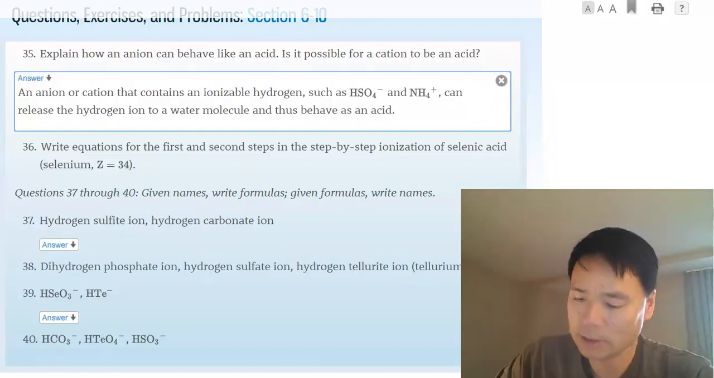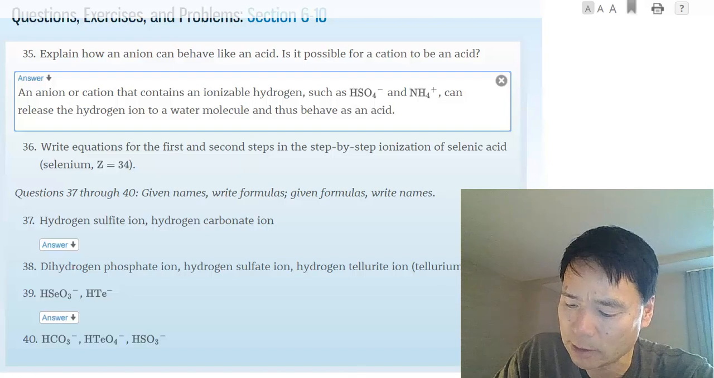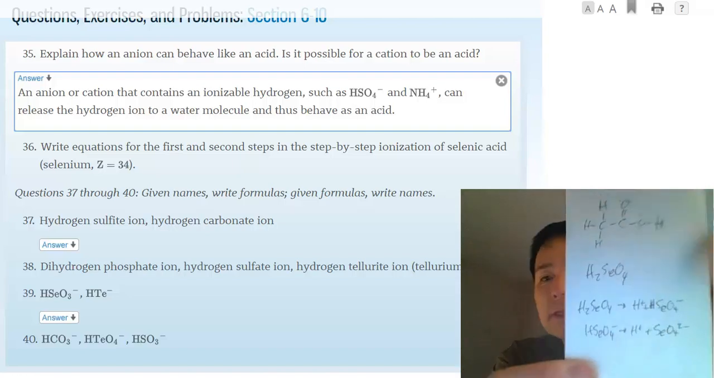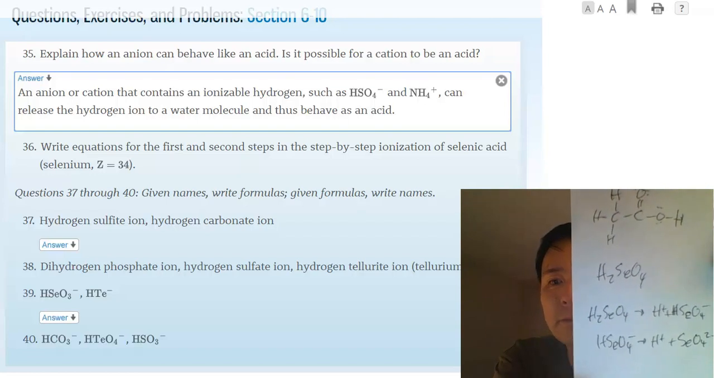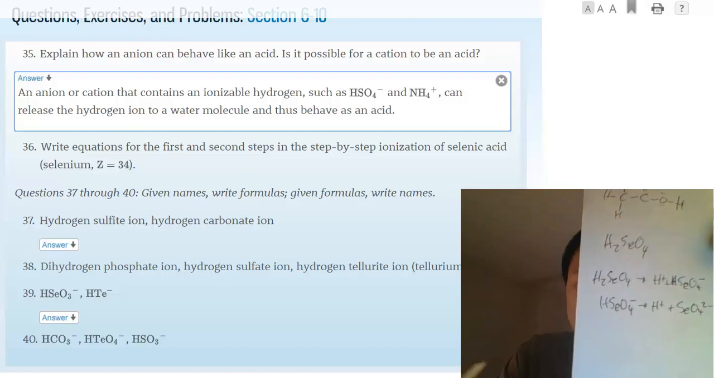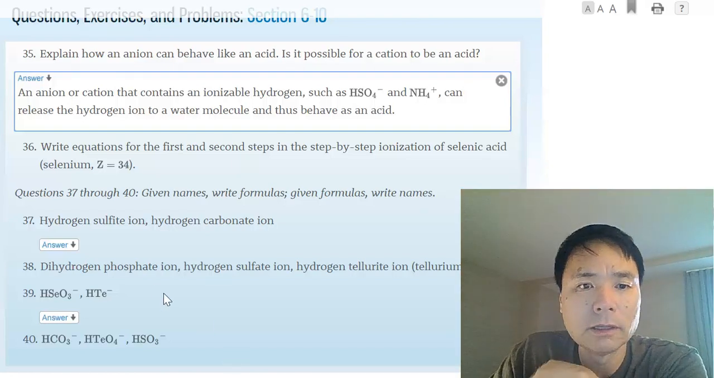Then the HSeO4 minus in turn can lose another hydrogen. And so it will form H plus and SeO4 2 minus. And so this would be the two steps in the step-by-step ionization of the selenic acid molecule here.